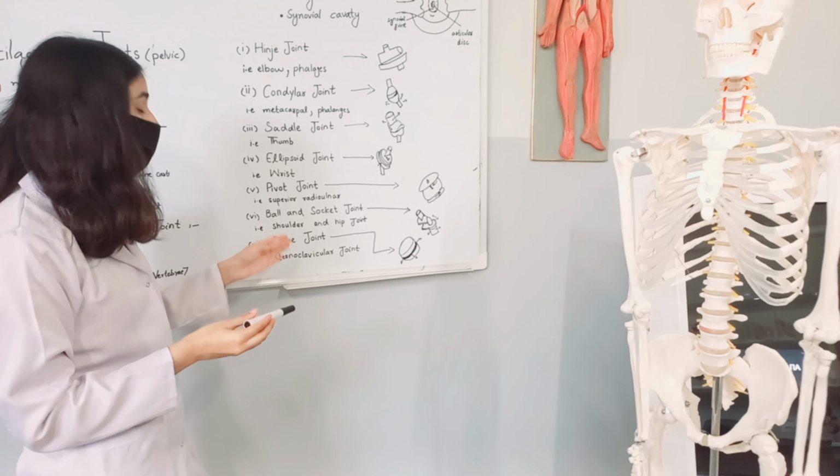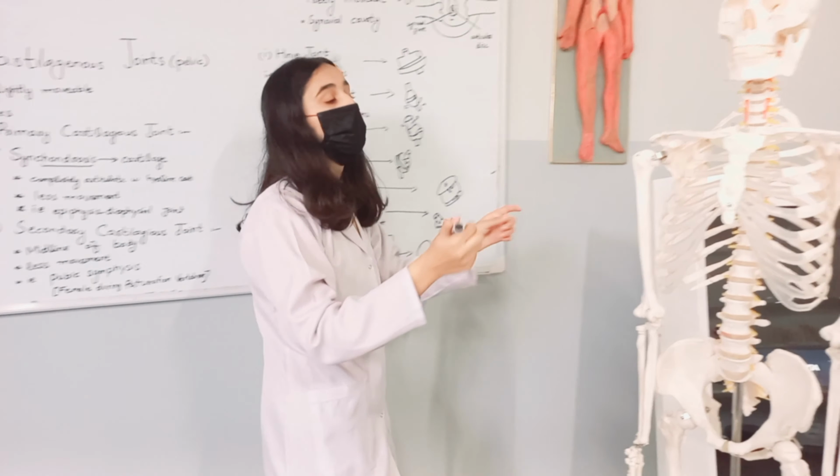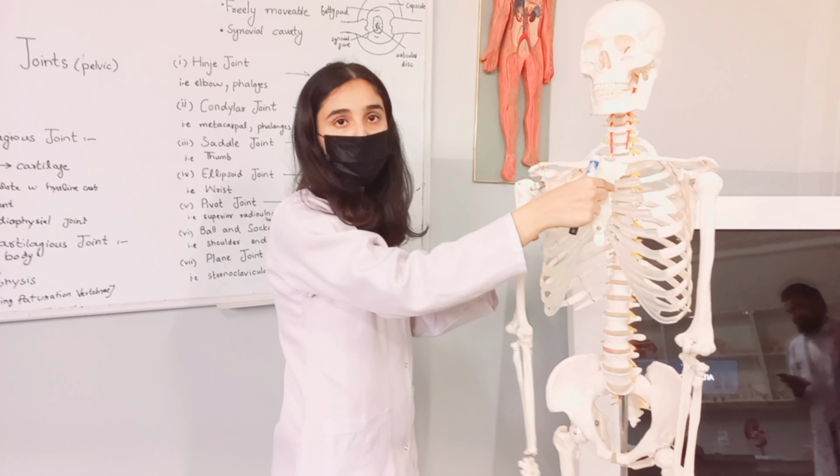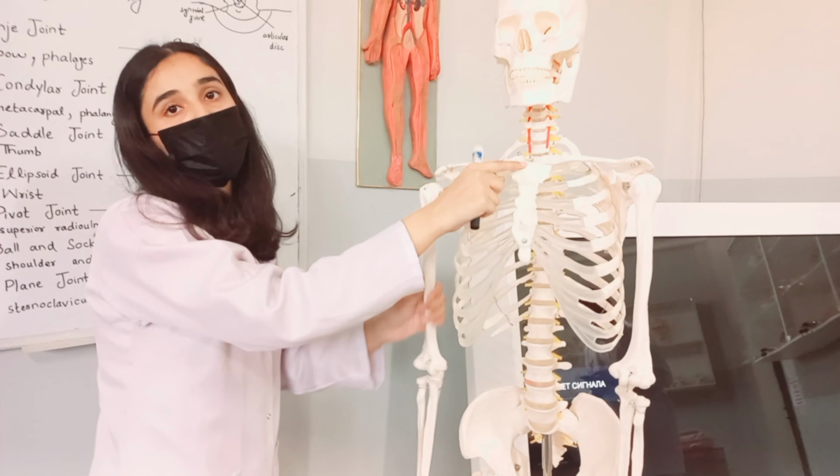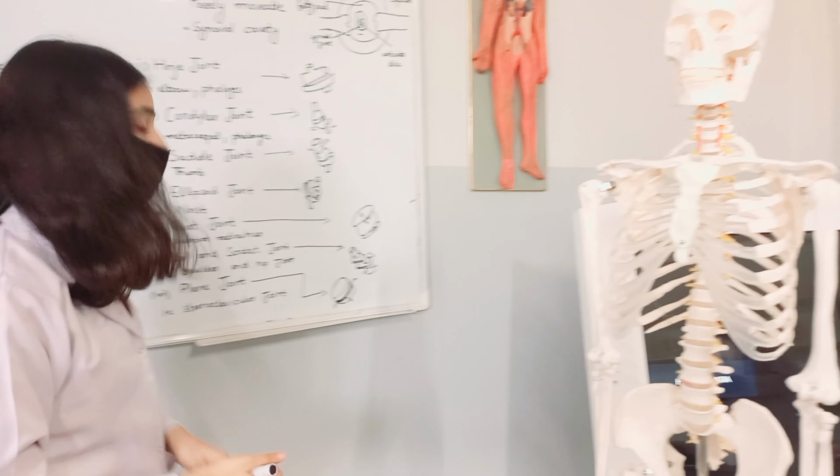Okay, last, plane joint. It is the sternoclavicular joint. This is our sternum. This is our clavicle. This joint is present over here. Okay, thank you.